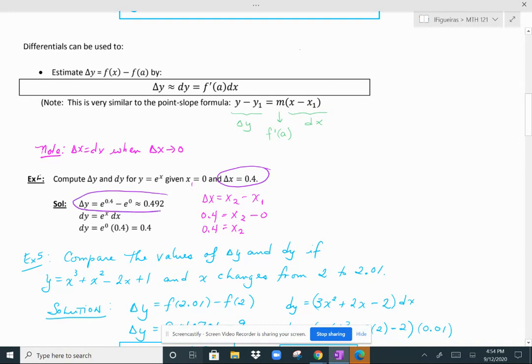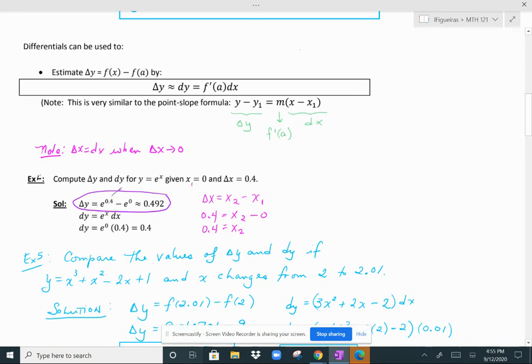All right, so in order to plug in delta y, I have to figure out what x sub 2 is. What is the second coordinate that gives me a delta x of 0.4? Here, delta x is x sub 2 minus x sub 1. We know that delta x is 0.4, and we know that the first x variable is 0. So x sub 2 is also 0.4.